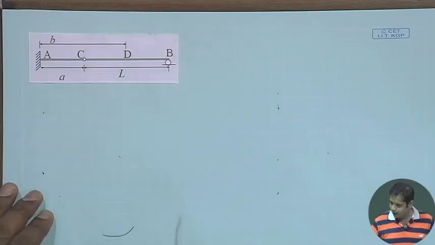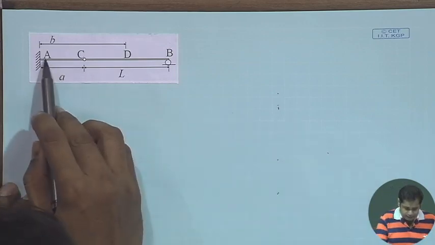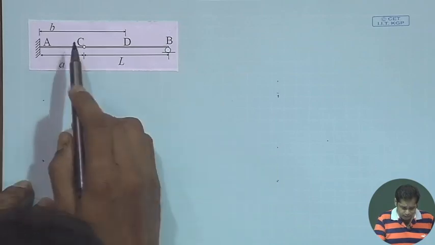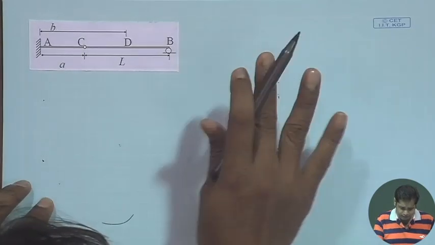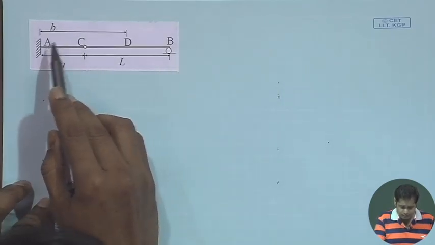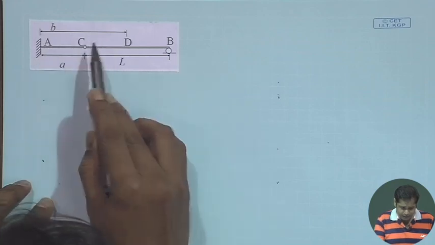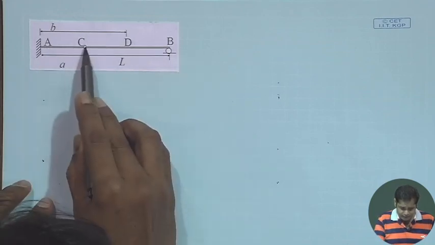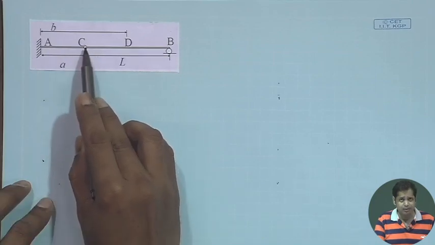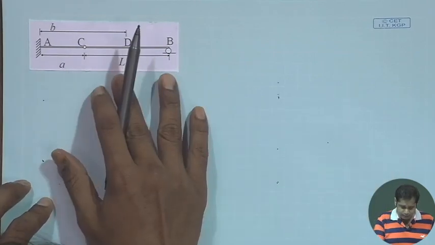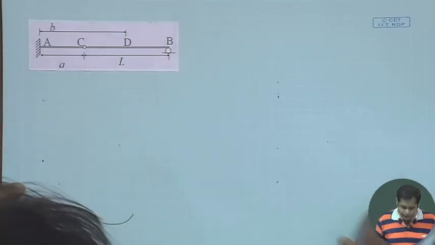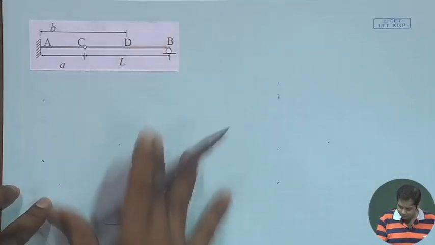Now we can see that there are three segments: AC, CD, and DB. To draw the influence line, we need to consider three cases. One is when the unit load is between A and C, then between C and D, and the third case is between D and B. C is the internal hinge, so we know that the moment at C is equal to 0, and we also know that it is a statically determinate problem. Let us draw three separate cases.